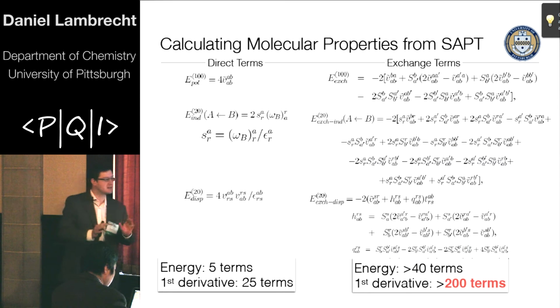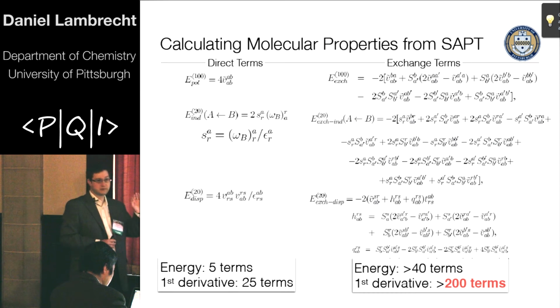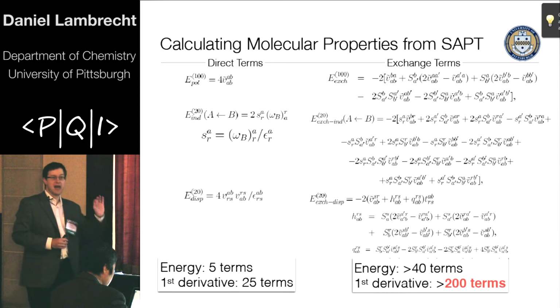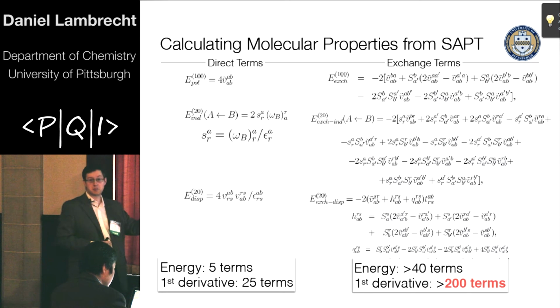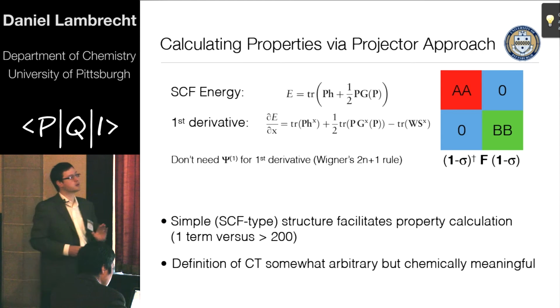So I think that makes it clear that while this is very appealing in terms of being very systematic, very accurate, and this is certainly the benchmark level that we want to compare to when we can, it is probably difficult to get higher order derivatives. Now let's contrast this to the projector type approach.